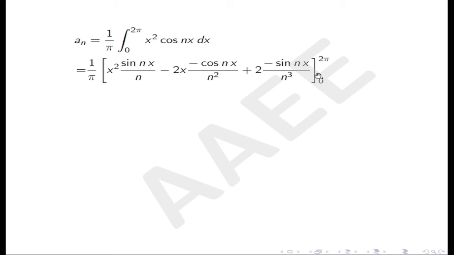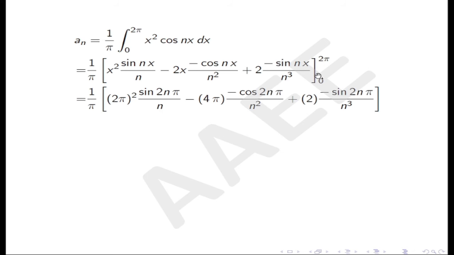Now let us put the upper limit. 1 upon pi, x square will be replaced by 2 pi square, sine of 2n pi upon n. This x will be replaced by 2 pi into 2 is 4 pi, that is minus 4 pi minus cosine of 2n pi upon n square plus 2, this 2 minus sine of 2n pi upon n cube.